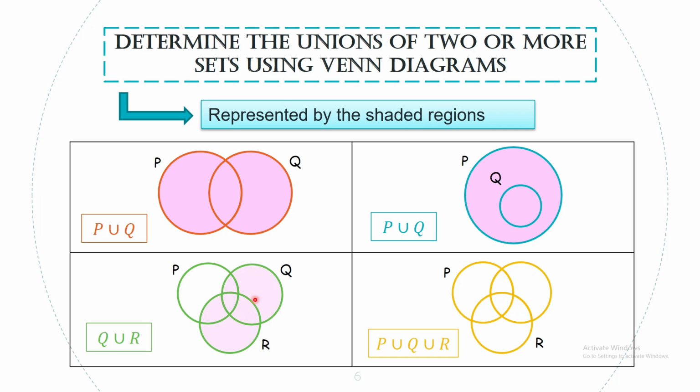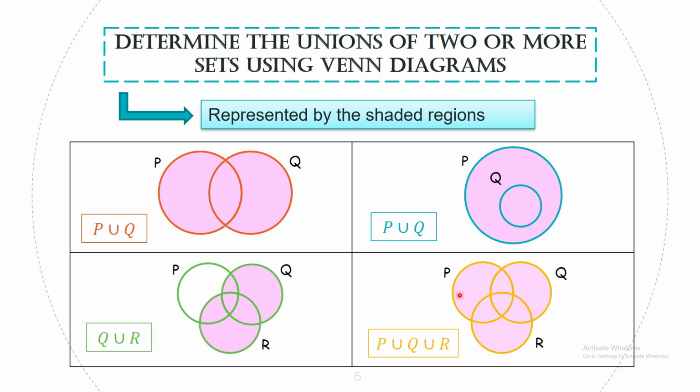Okay, next. Okay, the last one is the same Venn diagram as before, but it involves three sets combined together, which is set P union set Q union set R. Set P is this circle, set Q is this circle, and set R is this circle. So we combine all of these circles together and we shade this region like this.